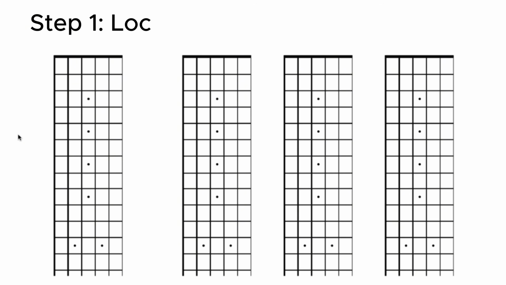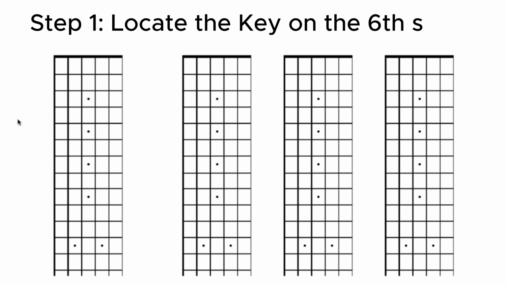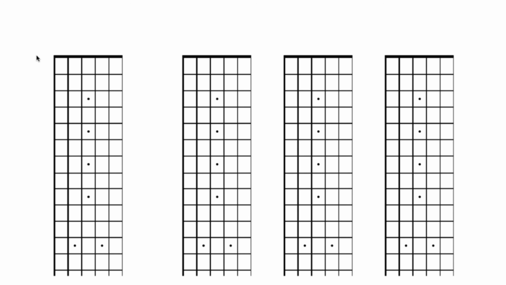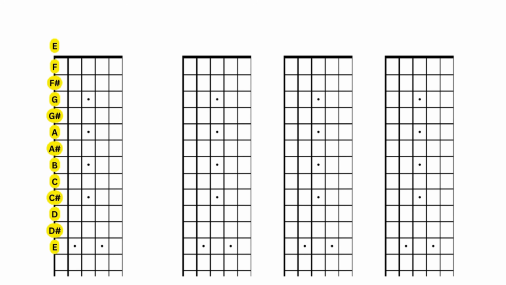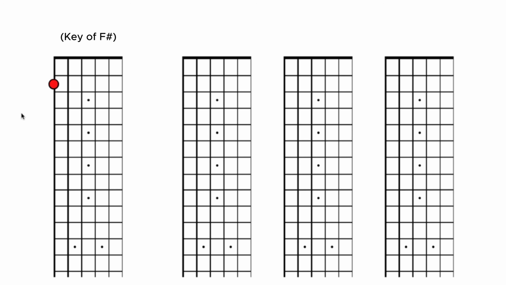First thing we got to do is locate our first note, the key on the 6th string. And if you don't know the notes on the 6 strings, they're going to pop up on the screen. You can take a screenshot of this or just write them down. But here's our F sharp note on the 2nd fret 6th string. So that's our key.